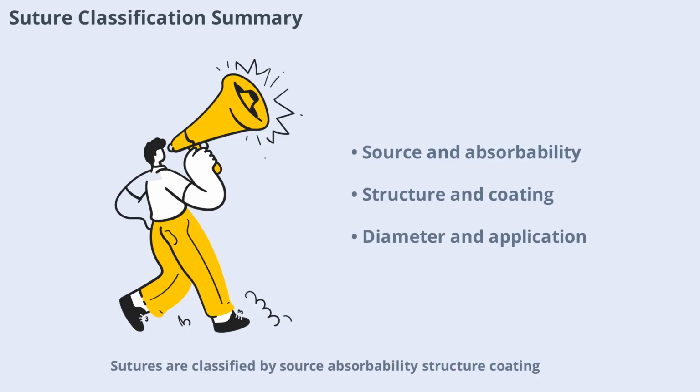Sutures are classified by source, absorbability, structure, coating, and diameter. Each category offers unique properties and advantages, allowing surgeons to tailor their approach to each patient and procedure. Understanding these classifications is essential for effective wound closure and optimal healing.